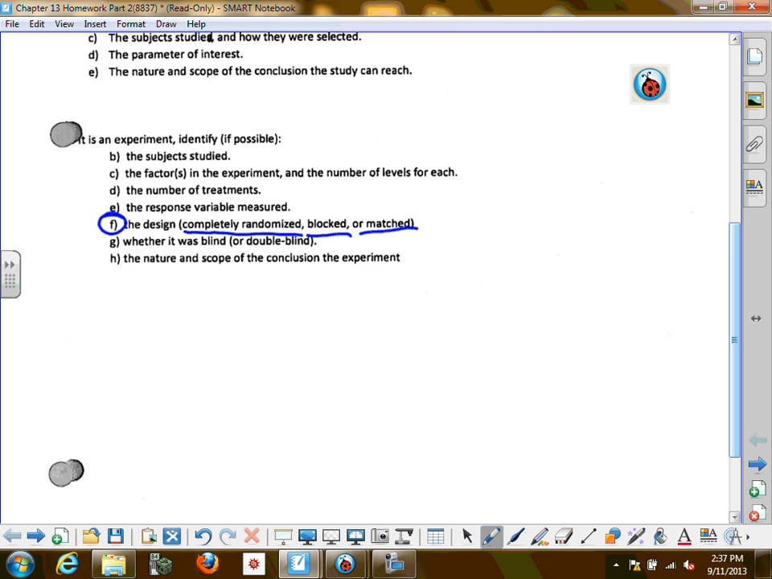Furthermore, on this nature and scope of the conclusion, do you remember the two things I want on those? One is, can you infer cause and effect? And what can you generalize to? If you do not know if it's random selection, then you don't know. If they tell you it's volunteering, then you know what that limits you to. All right, so just make a conscious notation of that. Next.